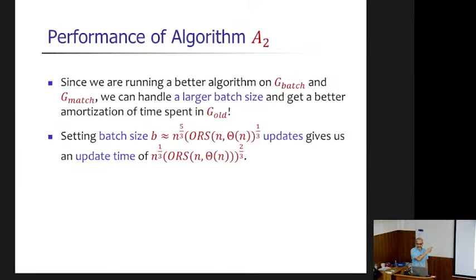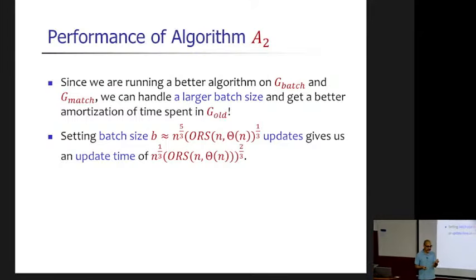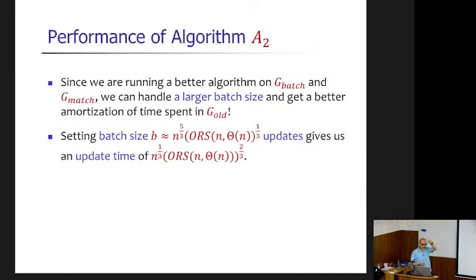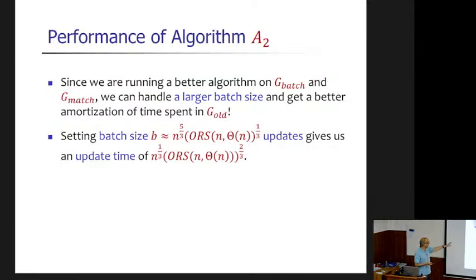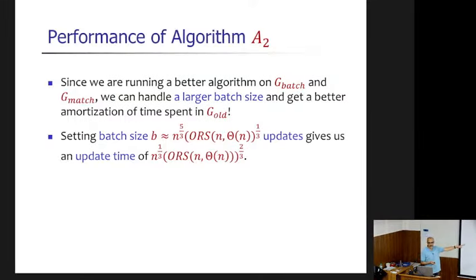So now we are running a better algorithm on GBAT and GMAT than the naive greedy algorithm. We can actually use a bigger batch size. And remember, there was a tension with B, right? The reason B couldn't be chosen to be too large was because I was getting this order B over N update time term because of running the naive algorithm. But now I have the square root of B over N kind of behavior. So if you balance it correctly, B can be set to be N to the 5/3 as opposed to N to the 3/2. Okay? And the update time becomes N to the 1/3 times ORS of N comma theta N to the 2/3.